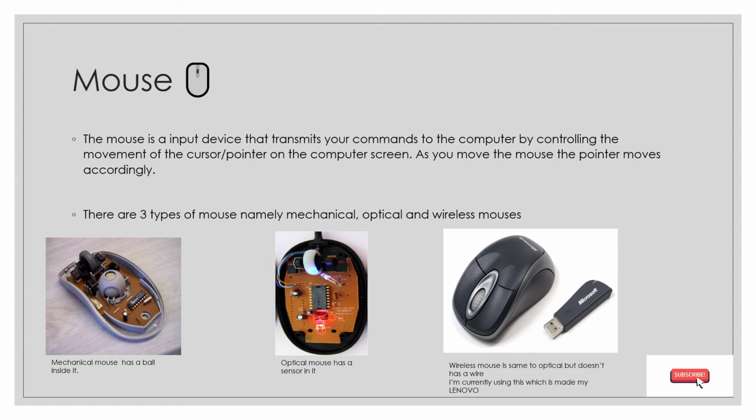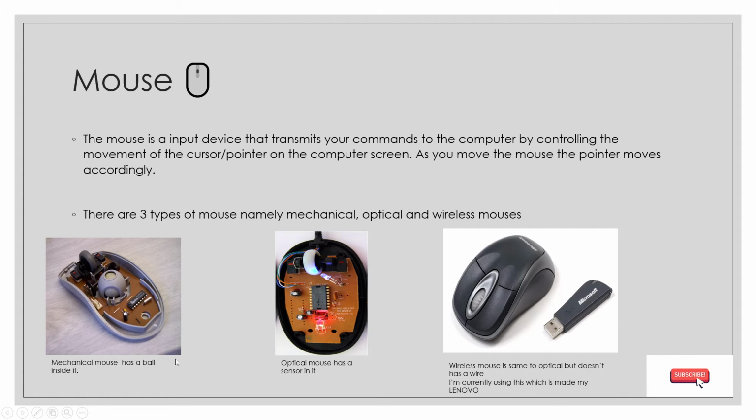Mouse. The mouse is an input device that transmits your commands to the computer by controlling the movement of the cursor pointer on the computer screen. As you move the mouse, the pointer moves accordingly. There are three types of mouse, namely mechanical, optical and wireless mouse.